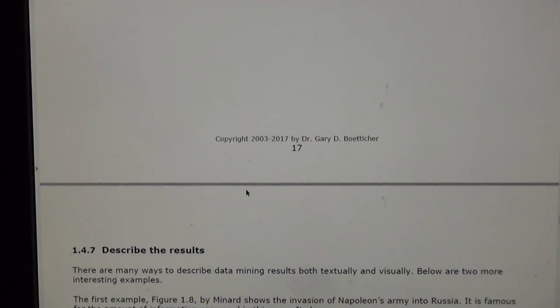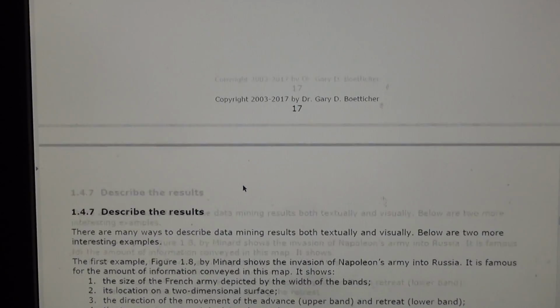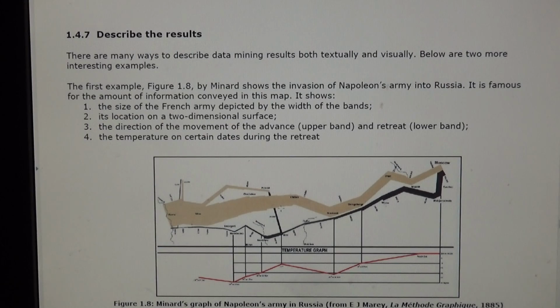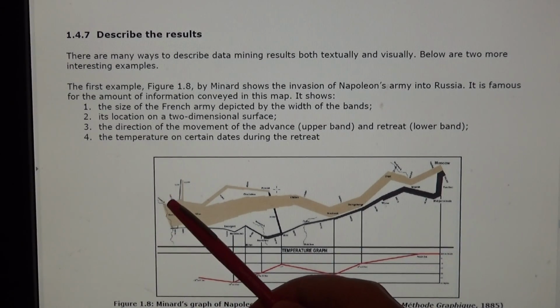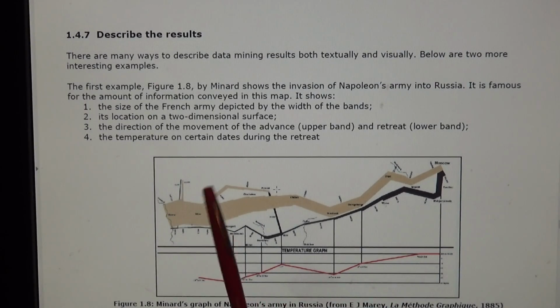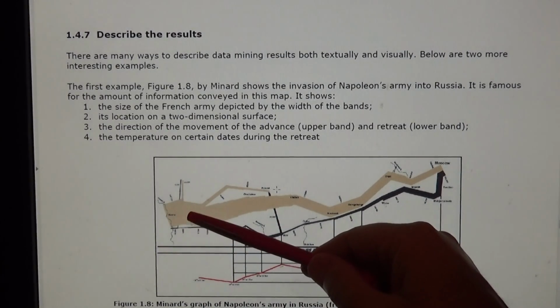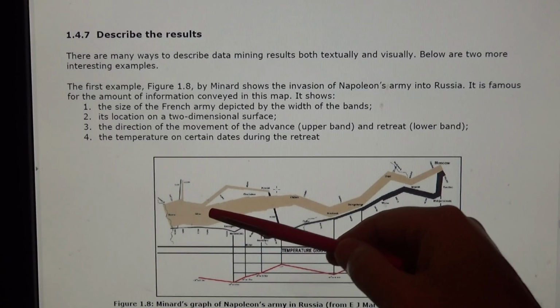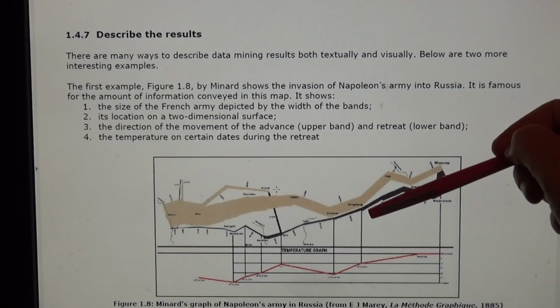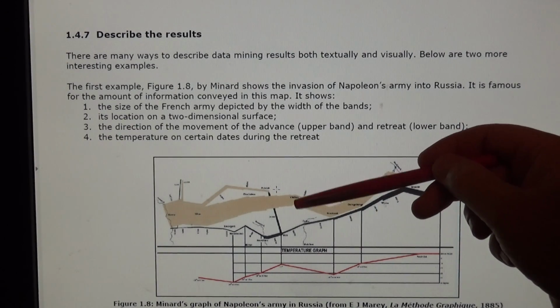Next, once we build a model, we want to be able to describe the results. Here is a classic graph created by a mathematician named Minard in 1885. It shows a region, and Napoleon's army is represented by beige going to Moscow, and black coming back. The width shows the number of soldiers in his army. Notice that it decreases in width because of the fighting or the bad weather.